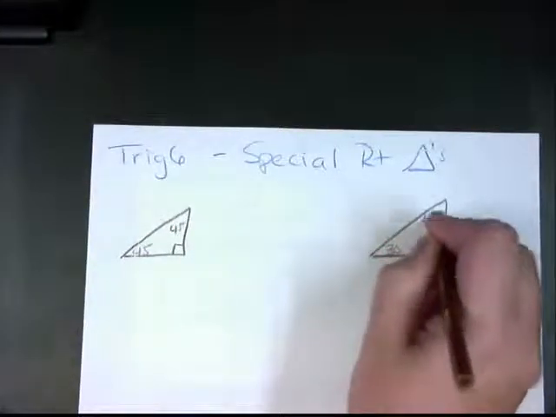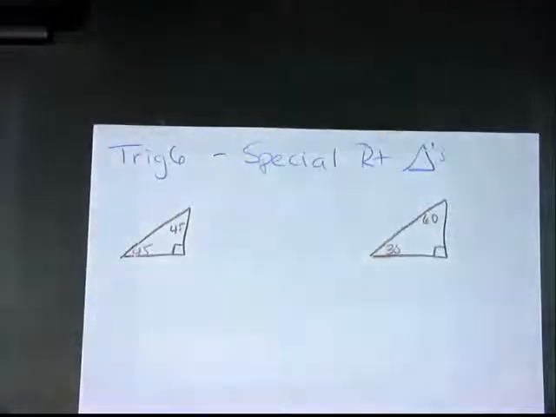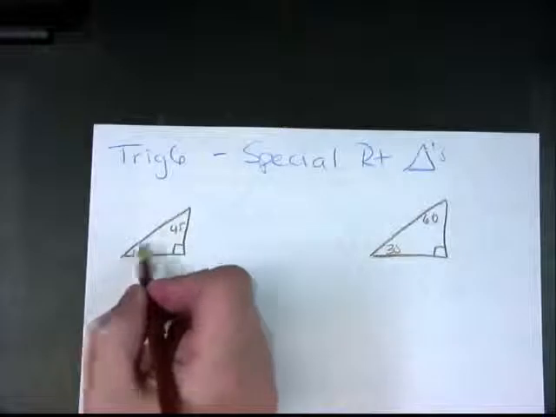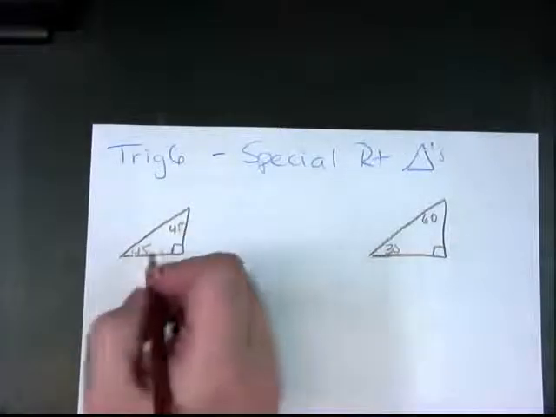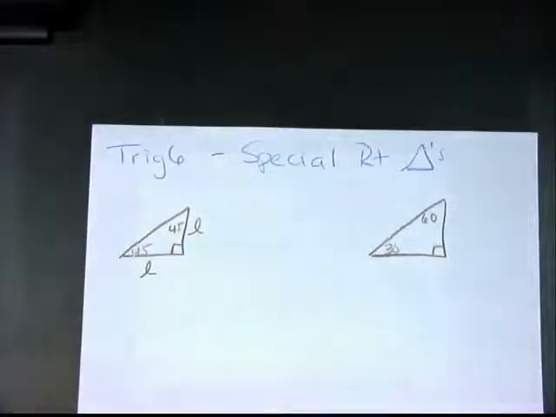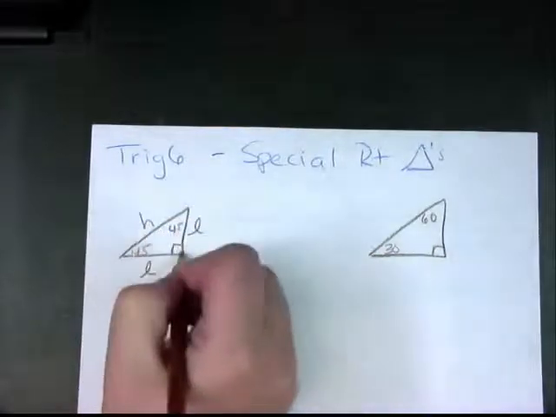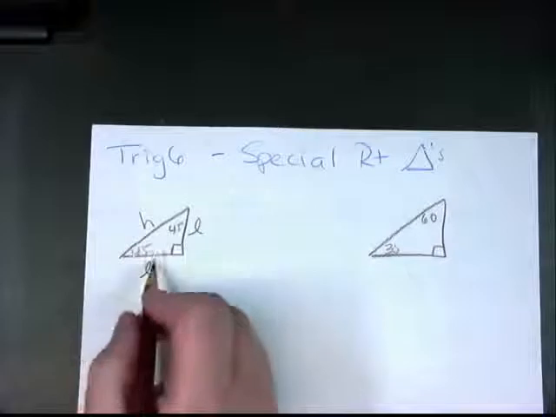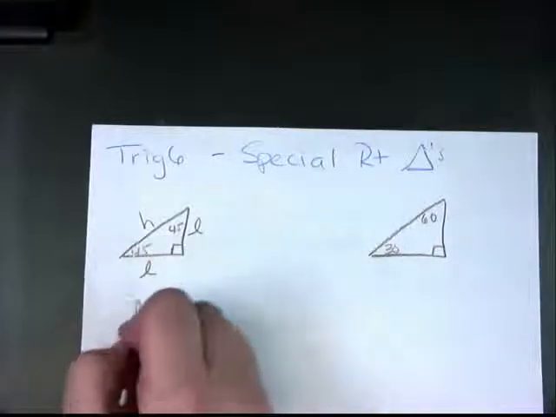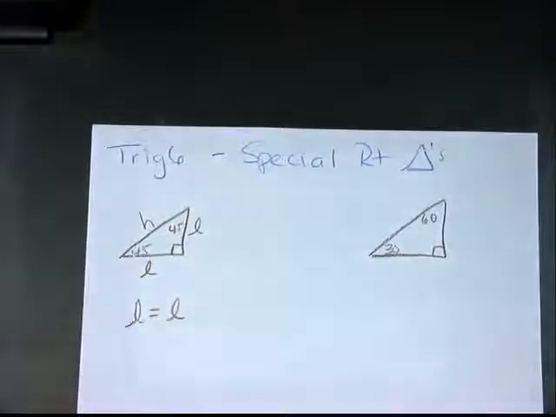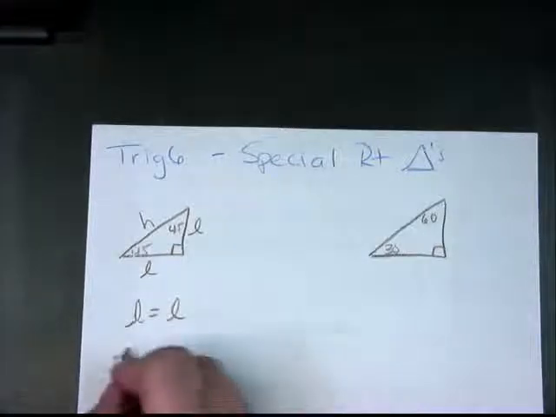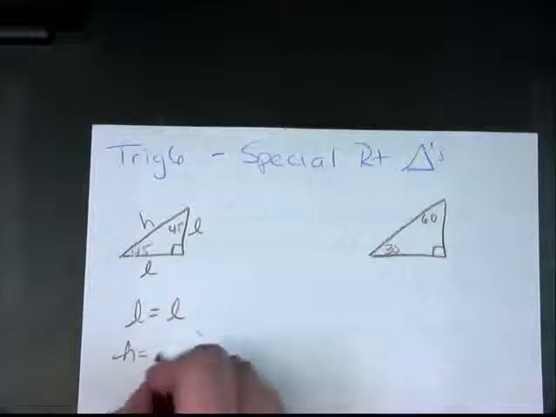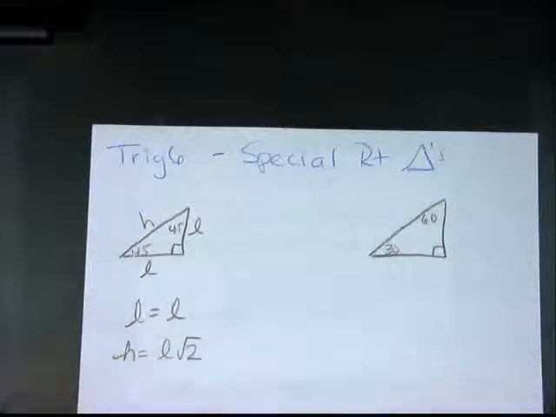and 30, 60, 90. All right, when it comes to the 45, 45 degrees, because the angles are the same, so are the leg measurements, and the hypotenuse is always across from the 90. So when I set up this relationship and I ever see a 45-degree triangle, I know the legs are equal to one another. When it comes to the hypotenuse, it has a special relationship that it is leg times root 2.